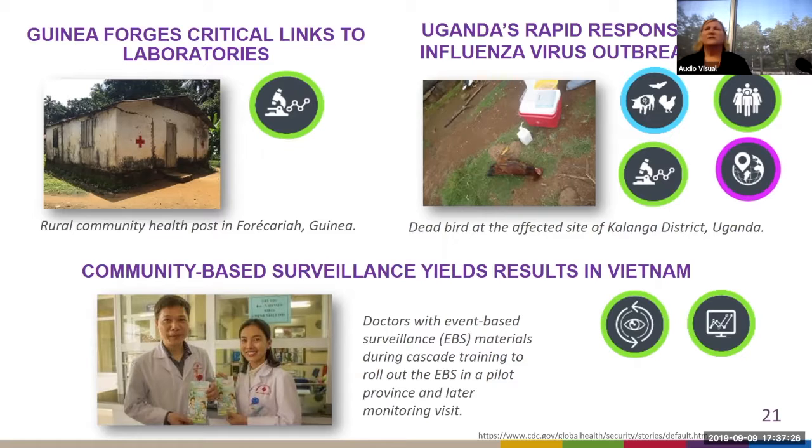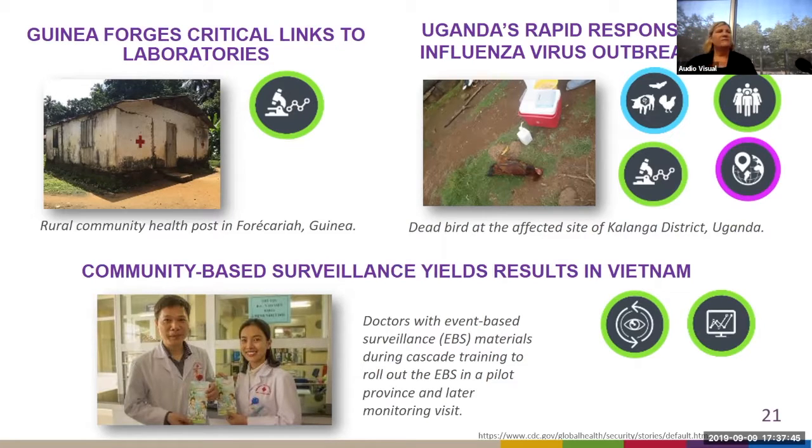In Uganda, when it had its first case of highly pathogenic avian influenza, it was quickly able to respond using its emergency operations center, pulling together animal and human health again, and figuring out what the strategy was going to be, how they were going to work from the national down to the community level.